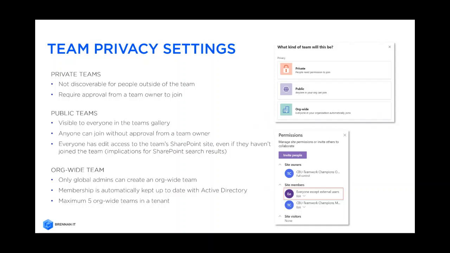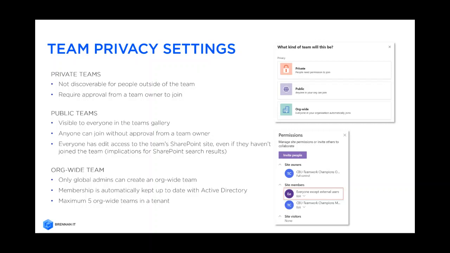So when you create a team, you'll get 3 options for the type of team it can be, and this is called the privacy settings. So you can create a private team, public team, and if you're a global admin, you also will see an org-wide team option. Private teams will be the kind of default one that you use, so they're not discoverable for people outside of that team. You need approval from a team owner to join it.